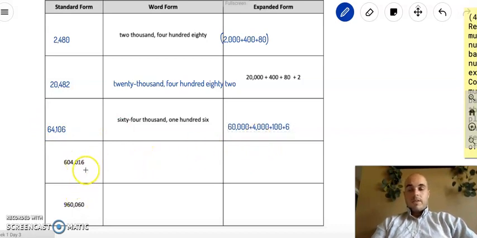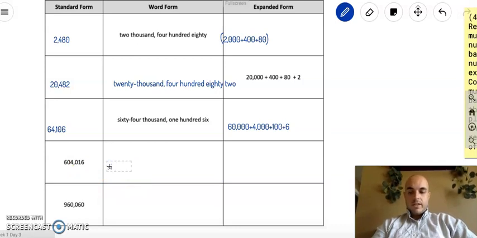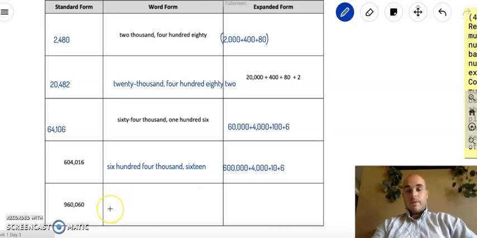All right, the next two they've given us a standard form right off the bat. So the number is 604,016. So I'm going to write that in. And then, of course, putting that in our expanded form, we have 600,000 plus 4,000 plus 10 plus 6, like so.